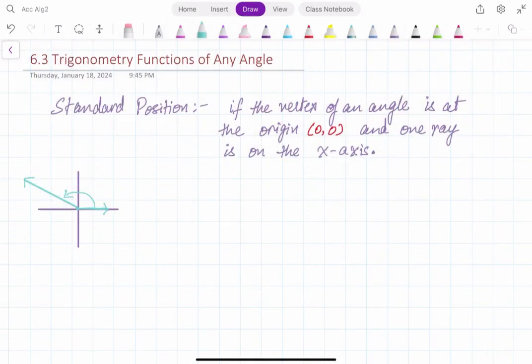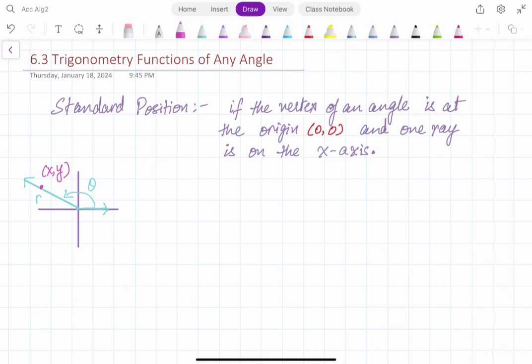Today we will be talking about the trigonometric functions of any angle. For that, we need to understand the standard position. If the vertex of an angle on the coordinate plane is at the origin and one ray is on the x-axis, then that angle is called in the standard position.